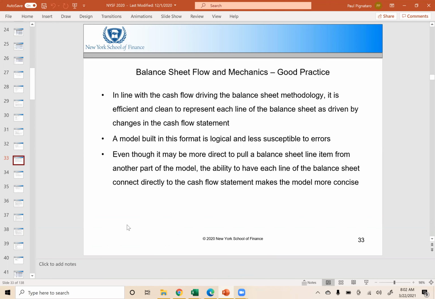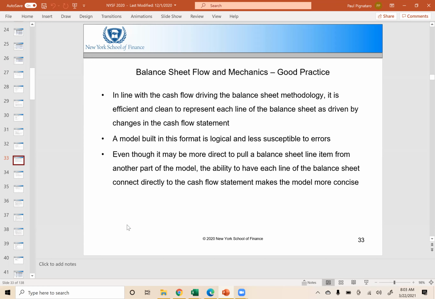Although I recognize there are models where the balance sheet drives the cash flow statement, and I do recognize there are some industries like private equity where sometimes you have to do it that way because the companies you're working with present you with an income statement and a balance sheet and not a cash flow statement. So you have to go that way. But if you have a choice, we have a choice here because we have a public company that has all three statements. If you have a choice, it is better to start with the cash flow driving the balance sheet.